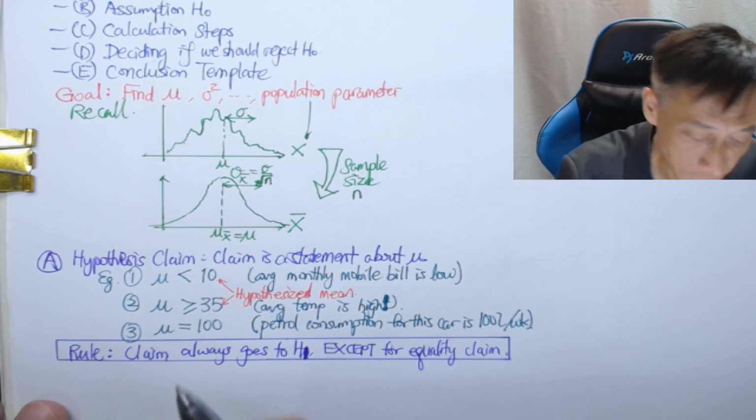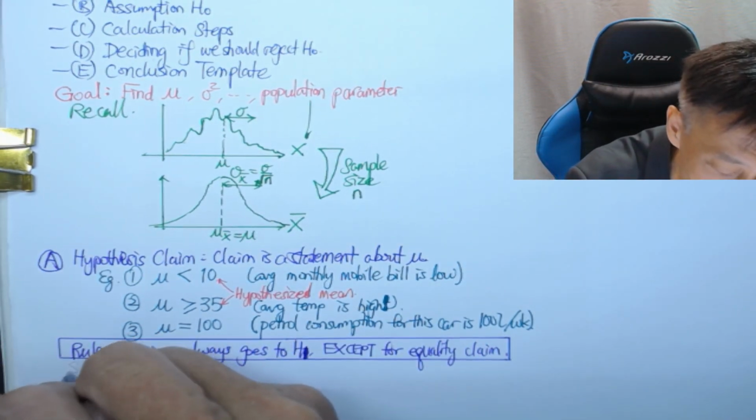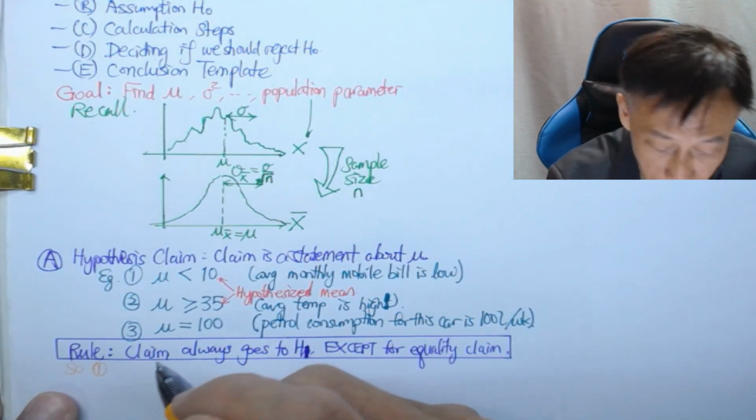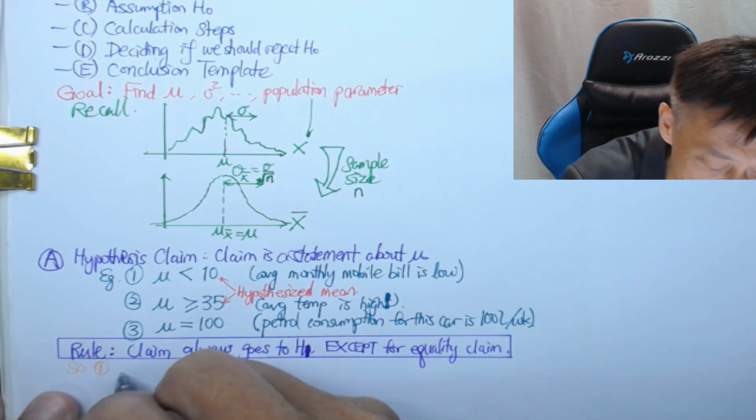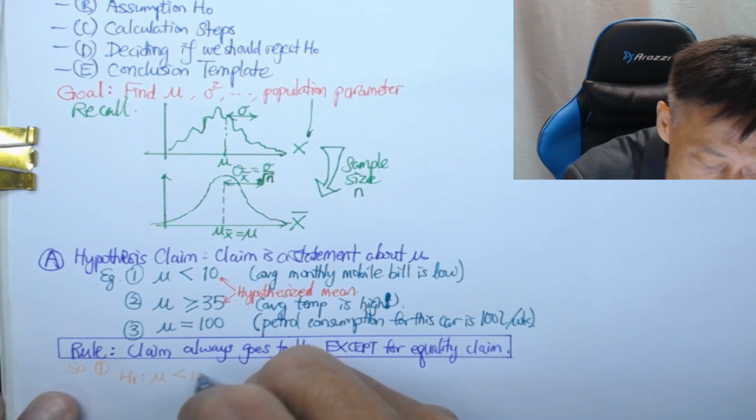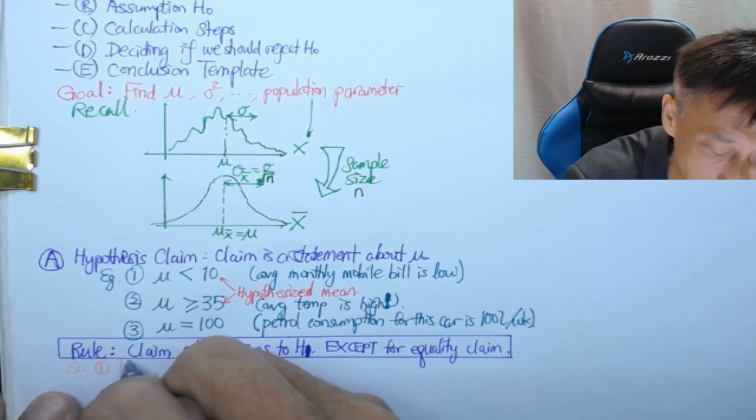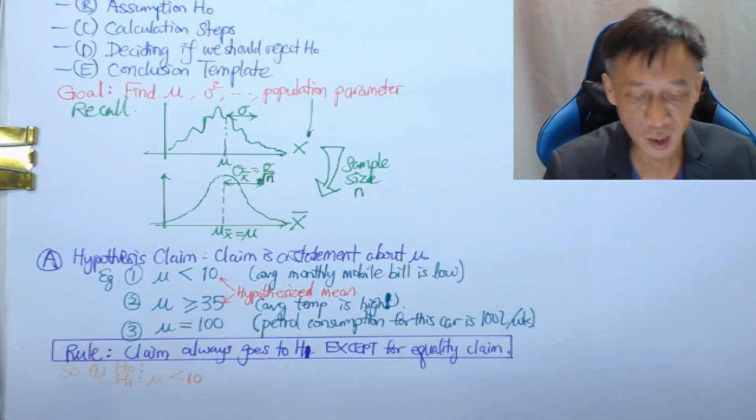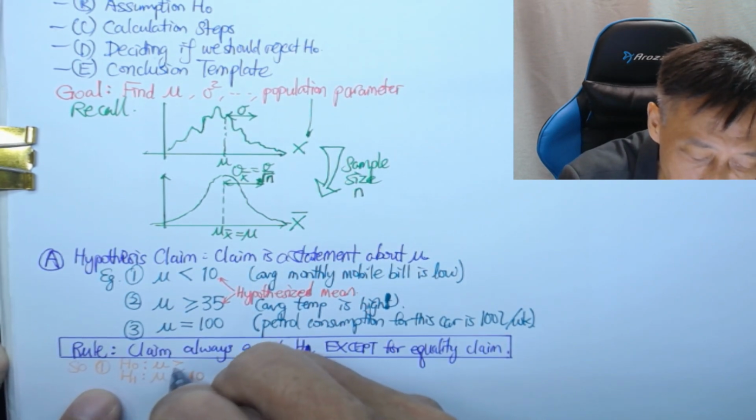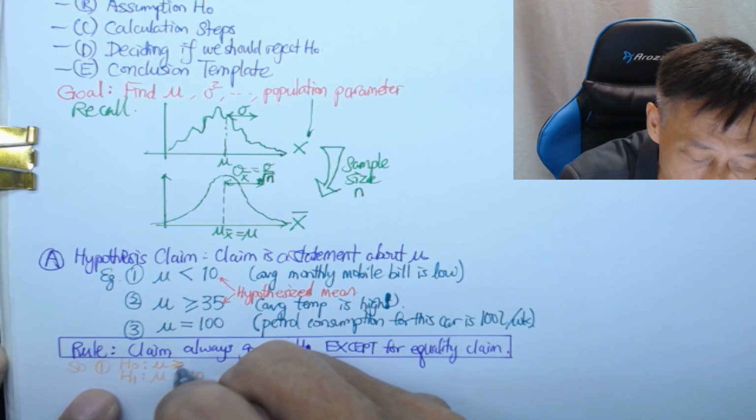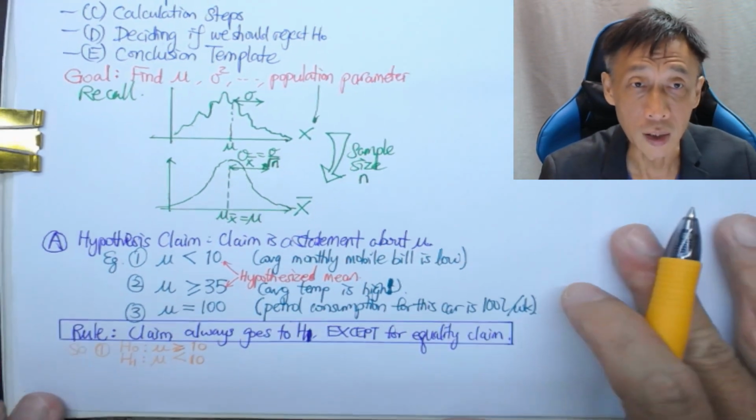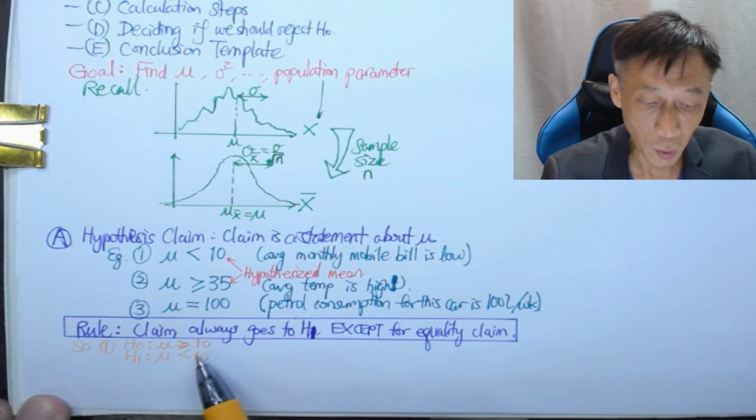So let's write this down. Okay, so what we have is, in example 1, the claimed statement goes to H1. So we write down H1: mu less than 10. Okay, so then what do we write for H naught? Because 10 and below has been occupied by H1, so 10 and above, including 10, has to be covered by H naught. That's it. So that as a pair together, they cover the entire interval from minus infinity to infinity.